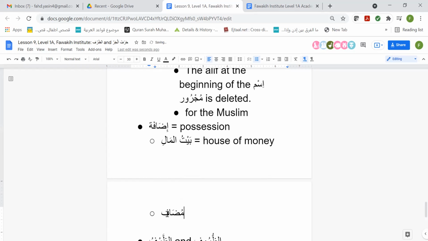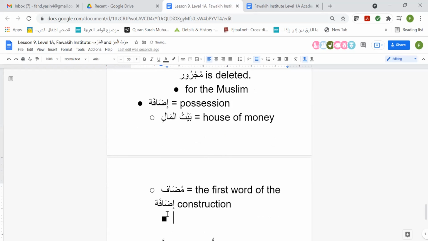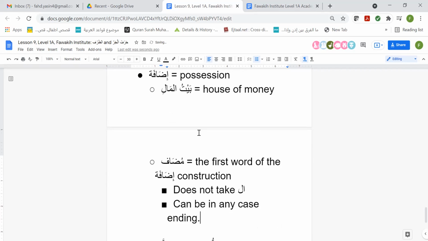There's the mudaf, which is the first word of the idafa construction, and it does not take alif lam. This is a quick Cliff Notes abbreviation of it. The mudaf is the first word. It does not take alif lam. It can be in any case ending. Usually the absence of alif lam is the easiest way to detect a mudaf. Something to keep in mind.